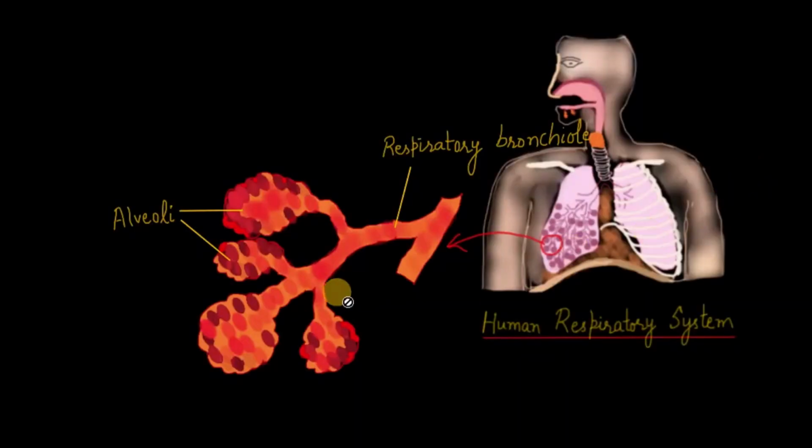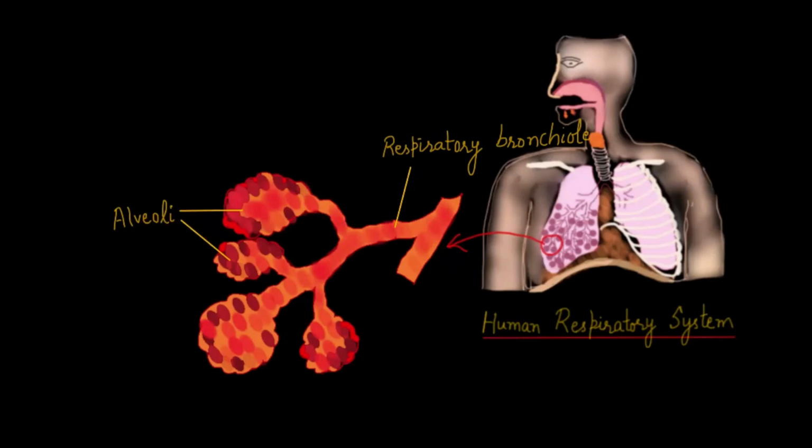So what happens in the alveolar sacs? This is the enlarged portion of the alveolar sac, as we can see from this picture. These alveolar sacs are highly vascular. They have a large surface area. They are very thin, lined with a single layer of epithelial tissue, and they are moist. So when air enters inside, gaseous exchange occurs. From the respiratory bronchioles, air enters into the alveolar ducts and then into the alveoli where gaseous exchange occurs.